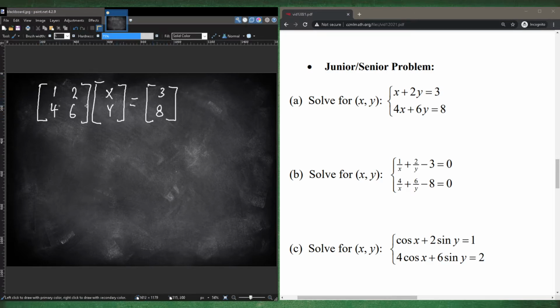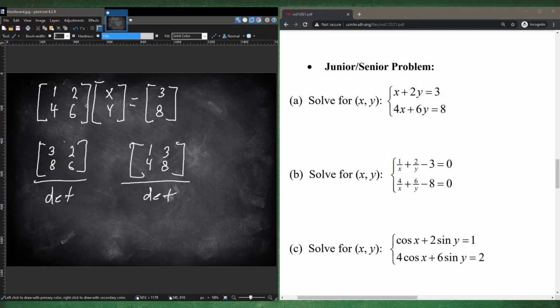So if you want to solve this, you could just use the matrix way of doing it. If we're going to solve for x, we substitute for the first column. So that's 3, 8, 2, 6 divided by the determinant of the original one, which is this. And then you want to solve for y, that is 1, 4 substituted for the second column, which is 3, 8, divided by the determinant. So the determinant of this one is 18 minus 16, which is negative 2.